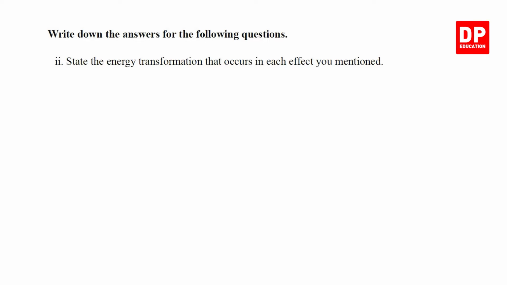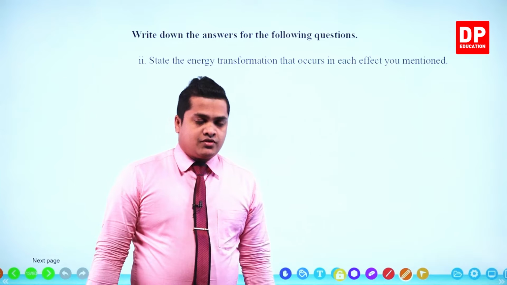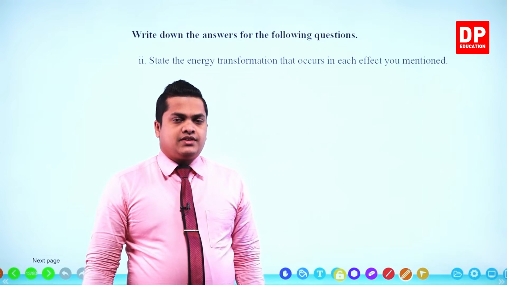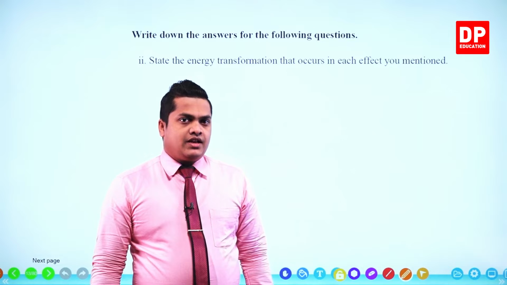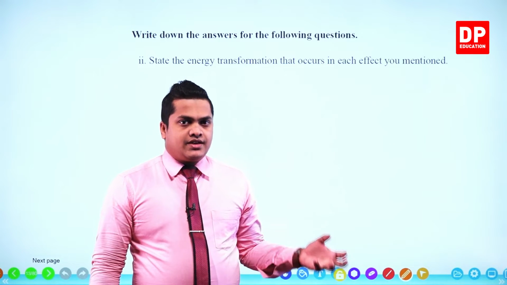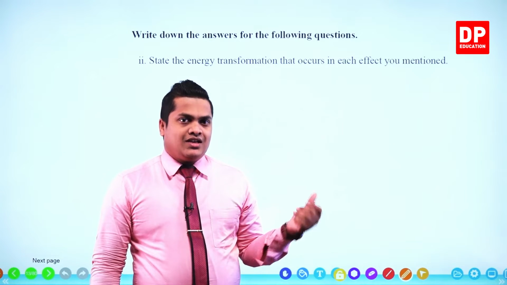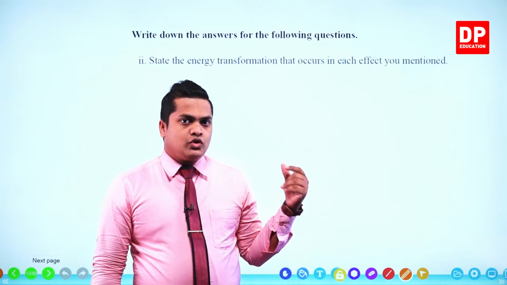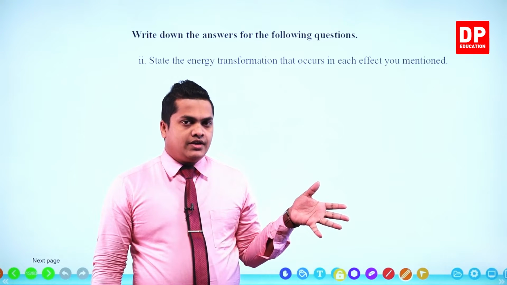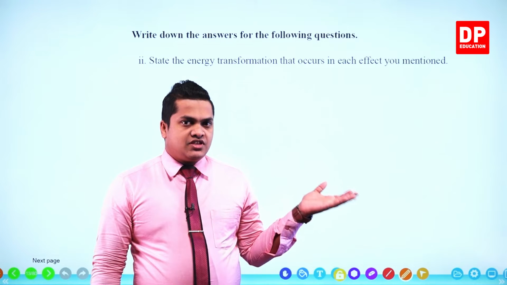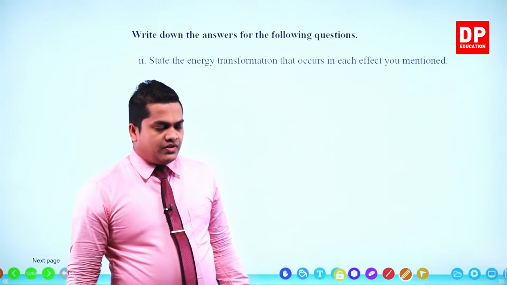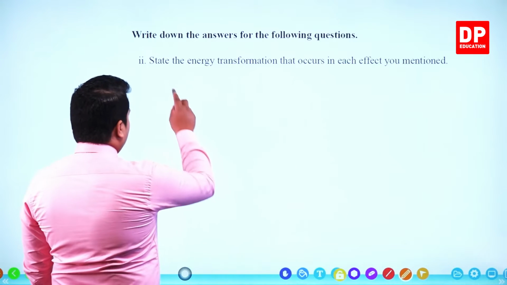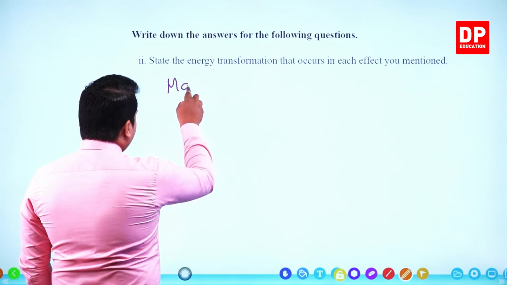State the energy transformation that occurs in each effect you mentioned. Energy transformation. We discussed that when we were discussing the theoretical parts. Most of the time, when operating each and every electrical appliance, electricity is getting converted into different types of energy. Now in each of these effects also you can observe the same thing. So here the electricity which is provided is getting converted into other forms of energy. So we'll write down one by one. Magnetic effect.